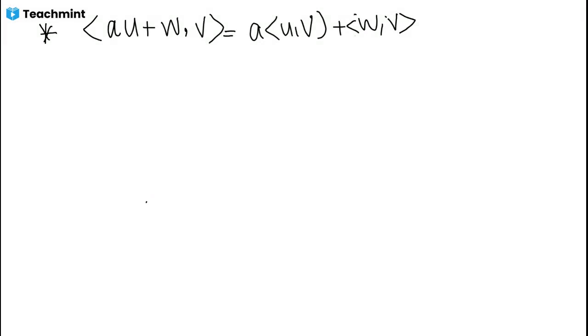If we are multiplying a with u, and add it to w, comma v, and it can be defined in this form, then we can say it is linear in the first argument. Okay, then we say it is linear in the first argument. You got it? Yes, ma'am.